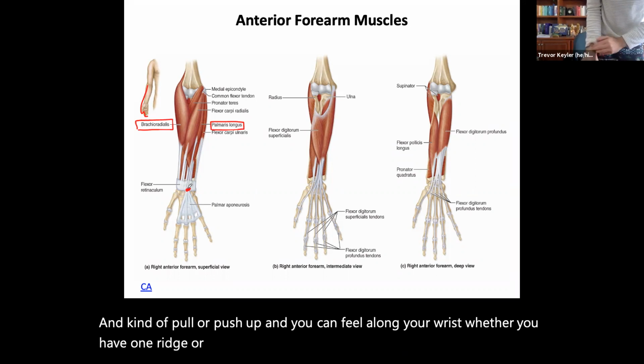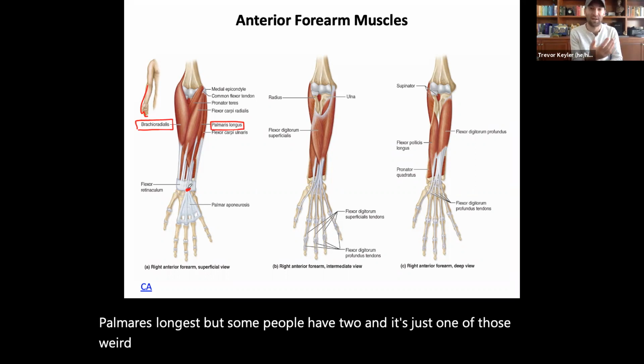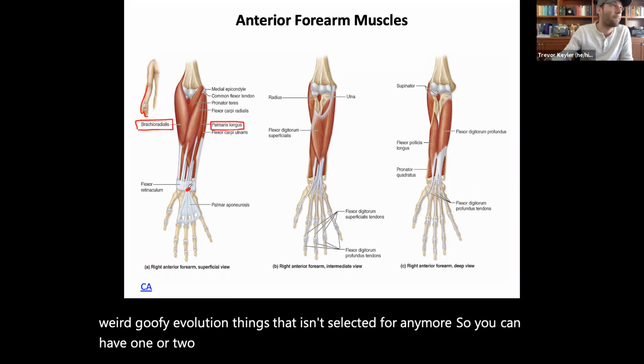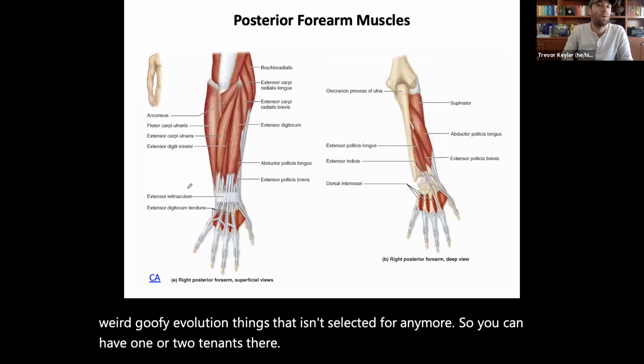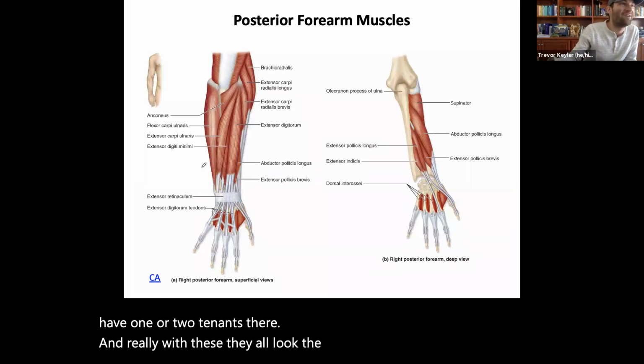So I have one tendon here for that palmaris longus, but some people have two, and it's just one of those weird, goofy evolution things that isn't selected for anymore. So you can have one or two tendons there. And really with these, they all look the same. You got to orient yourself.